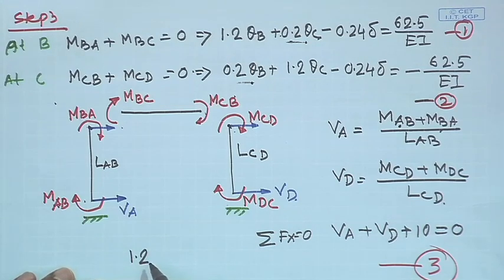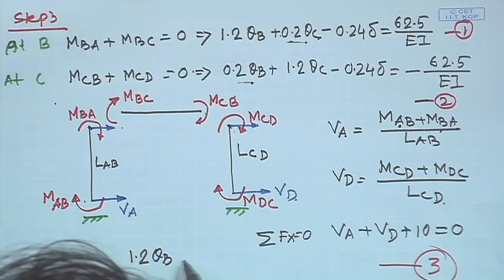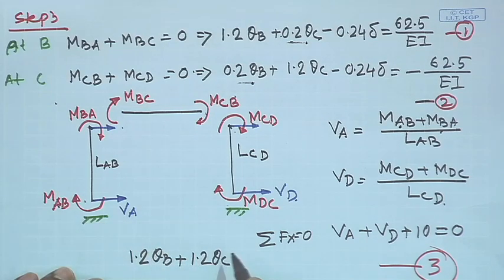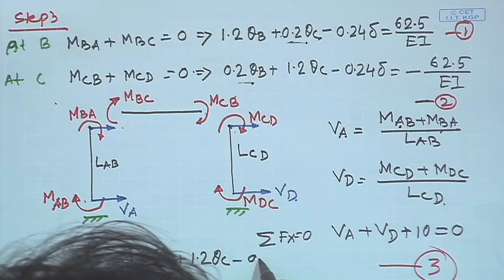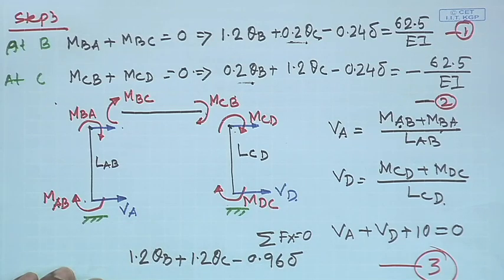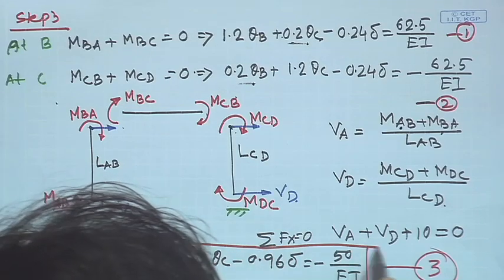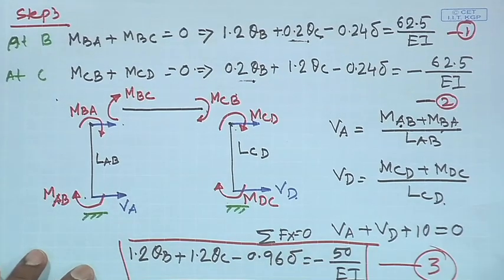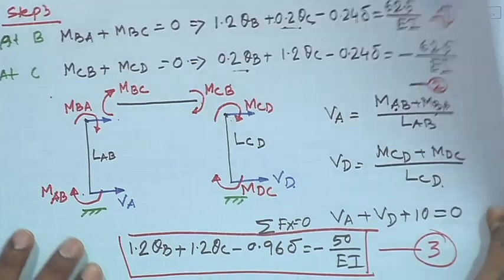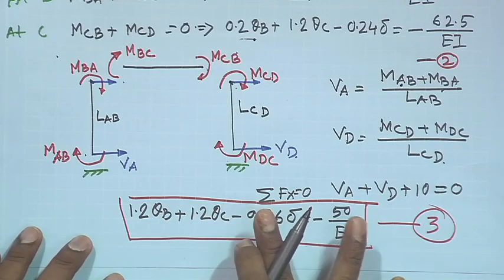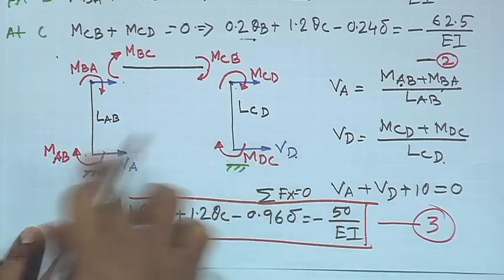And if we do that, the equation we finally get is 1.2 theta b plus 1.2 theta c minus 0.96 delta equal to minus 50 by EI. That is the additional equation we get by considering the shear force. Okay. This is the additional equation, you can check this equation. And how do we obtain this equation?